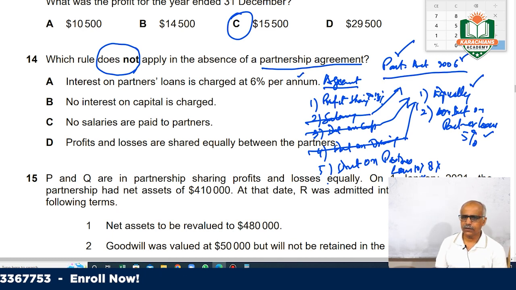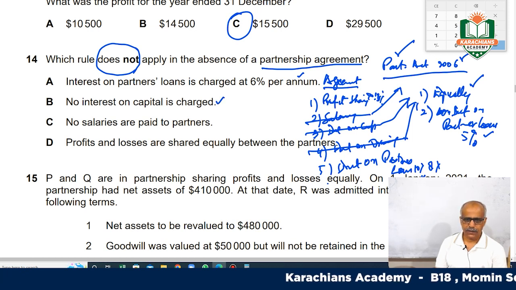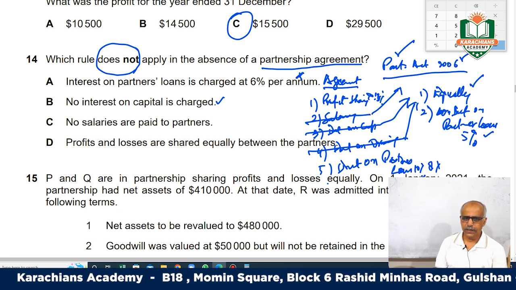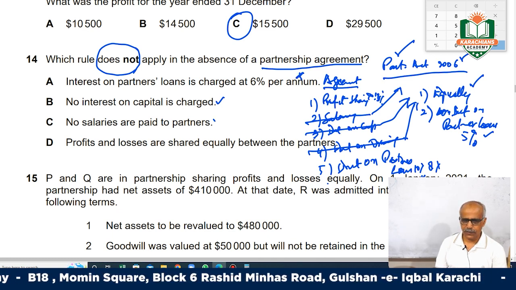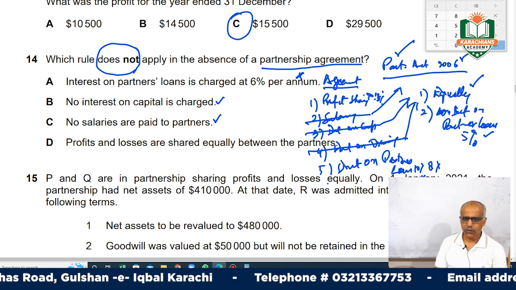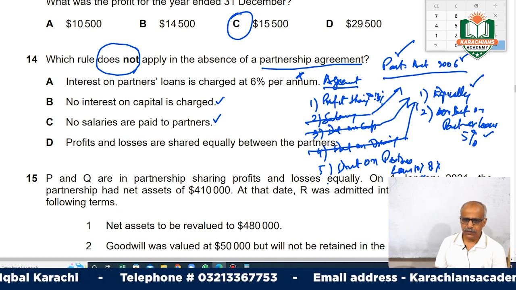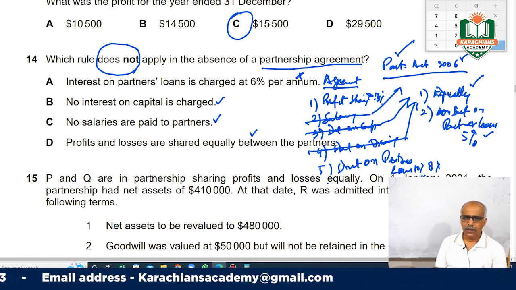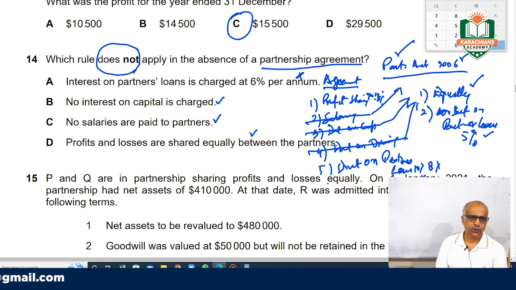No interest on capital is charged, right? He is right here. This is wrong: no salaries are paid to partners. Very much right: in absence of a partnership agreement, profit or loss are shared equally. So these 3 are right, and this is wrong. And what he is saying which does not apply, the wrong one does not apply. So your answer is A.